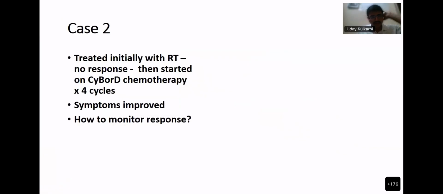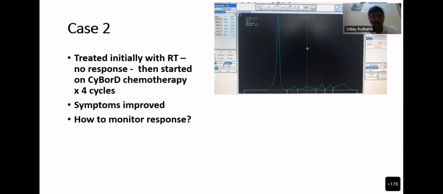Because he had a single lesion, we treated him initially with radiotherapy. There was no response, and following that, we started him on chemotherapy. We gave him 4 cycles of chemotherapy. With that, his symptoms improved. The neuropathy improved; initially he had severe symptoms, and all those symptoms improved. So we repeated the M band.